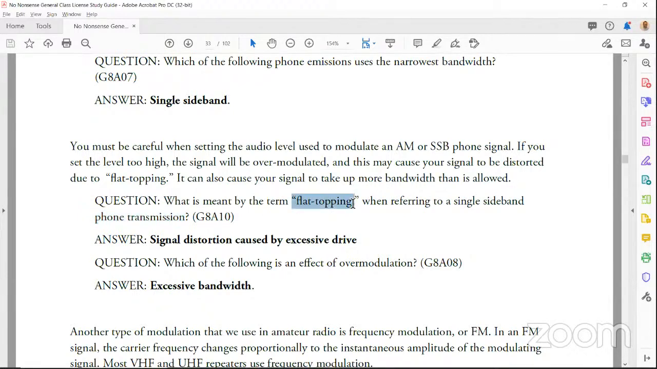And we had said that flat topping is a distortion or signal distortion caused by excessive drive. You're either speaking too loudly or you have your AF or some setting on your radio too high and it is driving that signal too much and it causes distortion.